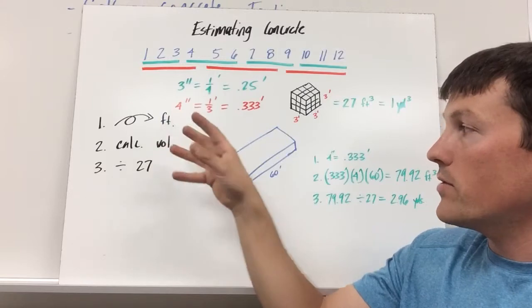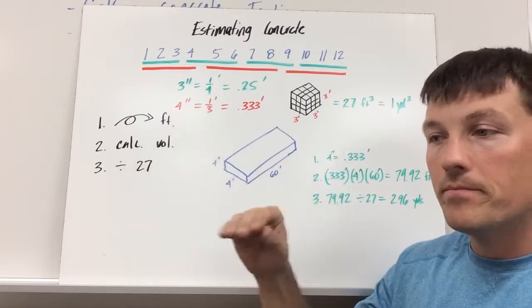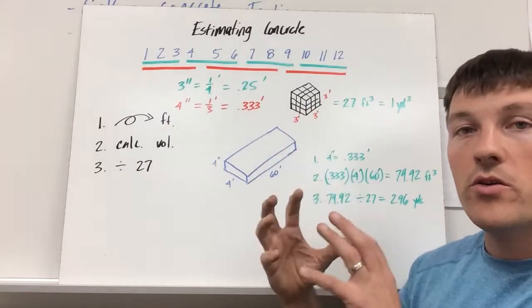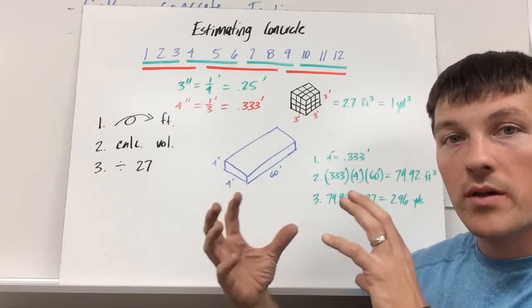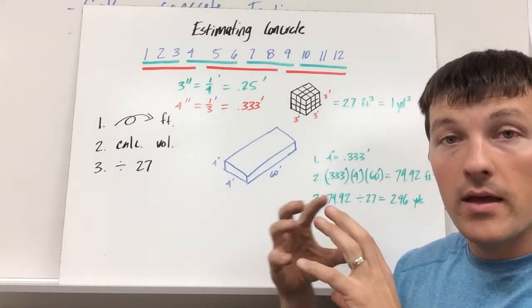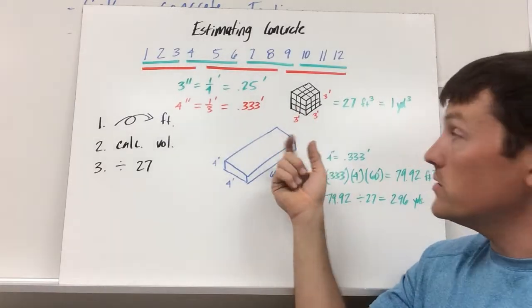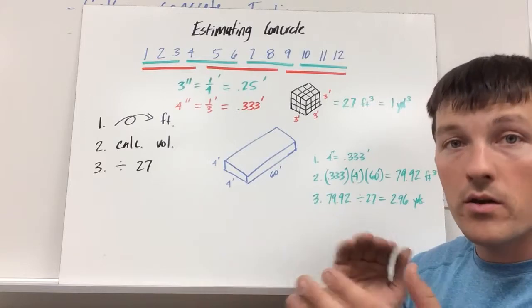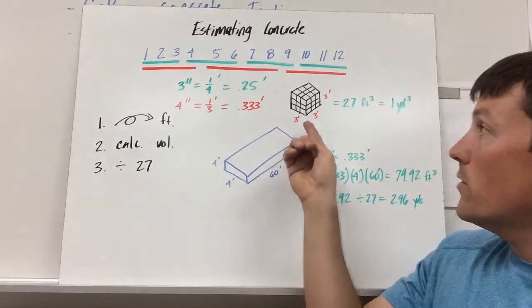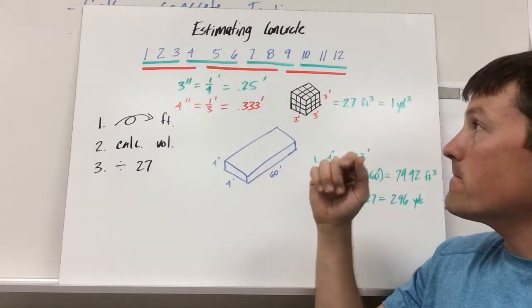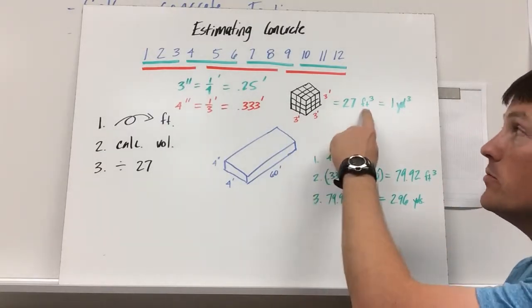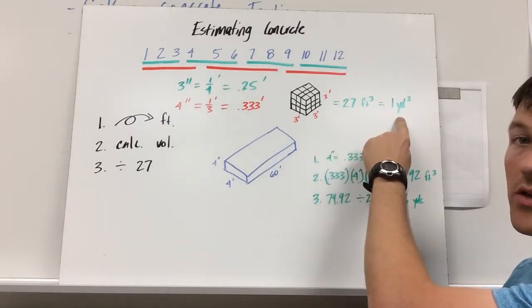We have to convert everything to the same term. Here, if you look at a cube, because we're dealing with concrete in volume, and so 3 dimensions, 3 feet by 3 feet by 3 feet, that's a yard by a yard by a yard. So 3 times 3 times 3 is 27, which is 27 cubic feet, which is equal to 1 cubic yard.